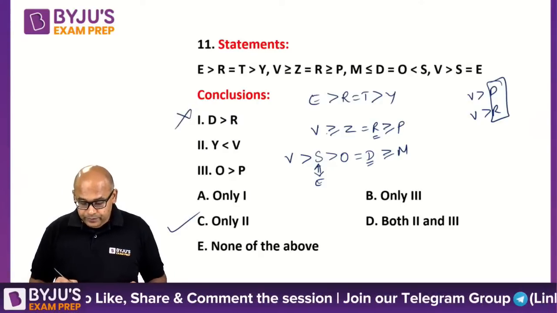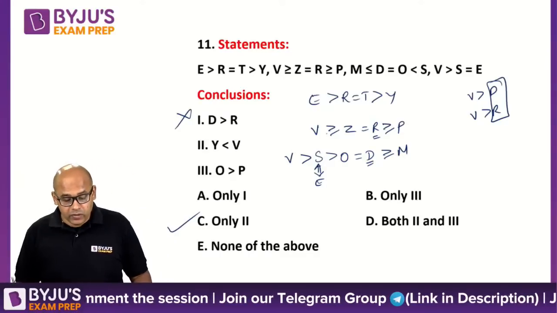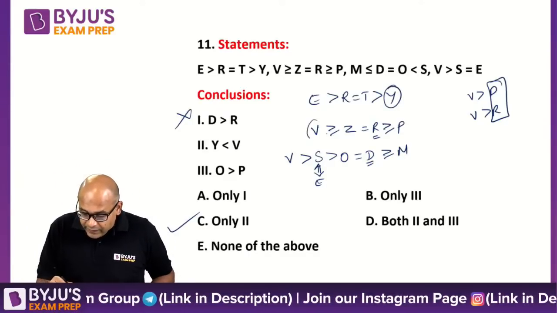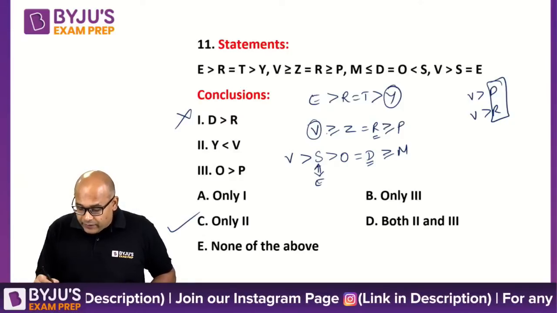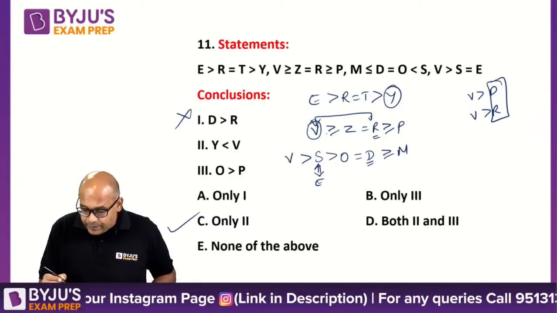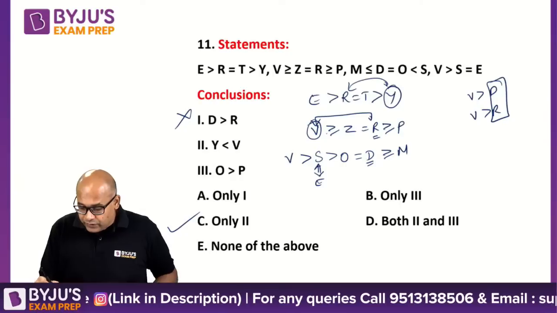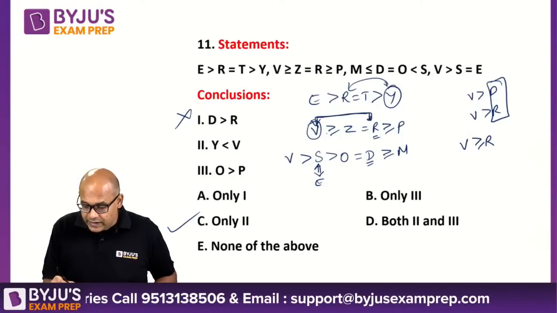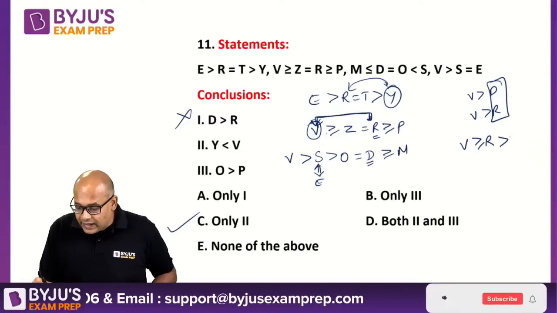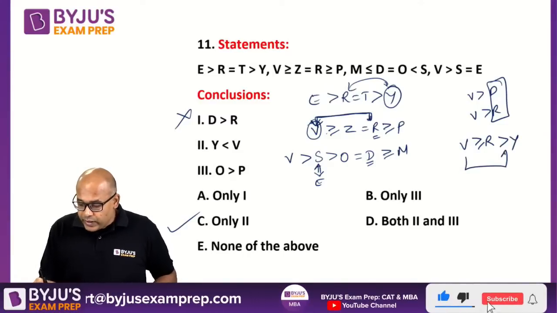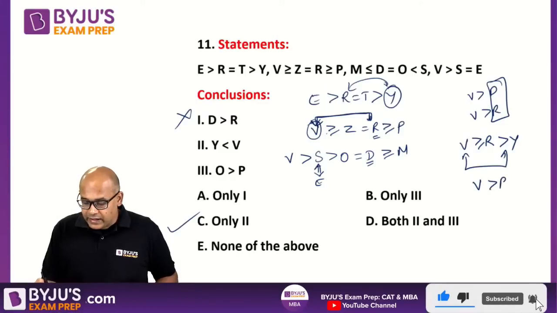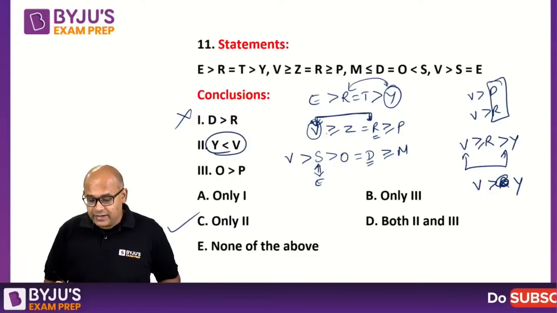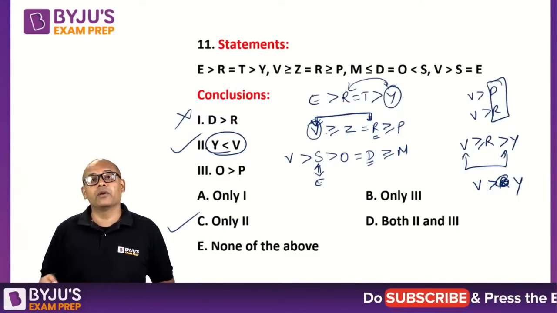So you cannot conclude the first one. If you're looking at the second statement, Y is less than V. Where is Y? Y is over here and V is over here. If you try to connect them, we have V and R and Y. V is greater than or equal to R, that's from this part, and R is greater than Y. So if you look at these two, we definitely have V greater than Y. Here V greater than Y is confirmed. So 2 can be concluded.